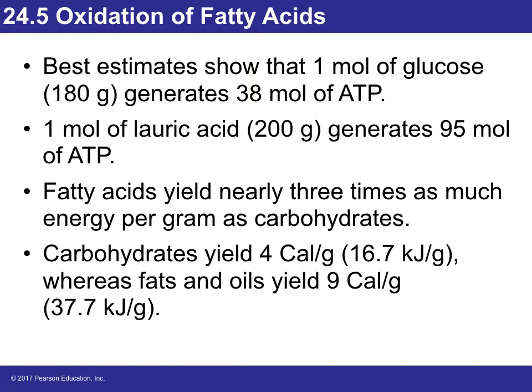Very, very important to know that if you have those examples, best estimate, 1 mole of glucose, which is about 180 grams, gives you 38 moles of ATP. Now, 1 mole of lauric acid, which is barely 20 grams above, so 200 grams, generates 95 moles of ATP. So fatty acid yields nearly 3 times as much energy per gram as carbohydrate.